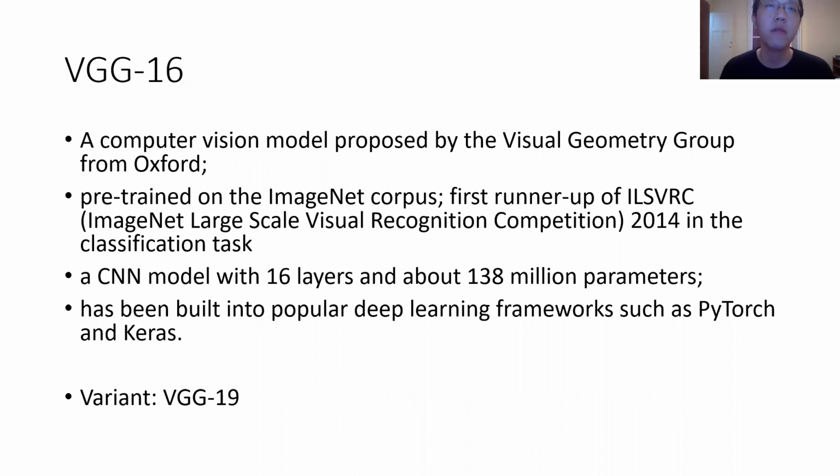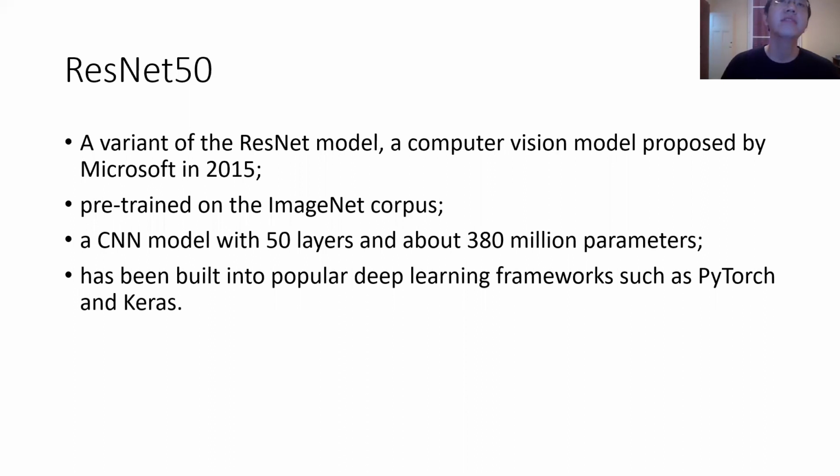It was proposed in 2014, which for deep learning is really a long time ago, but still it is pretty popular today. And after VGG16, another very popular, very widely used computer vision model is called ResNet-50. It is a variant of the ResNet model, and again, it is pre-trained on ImageNet.